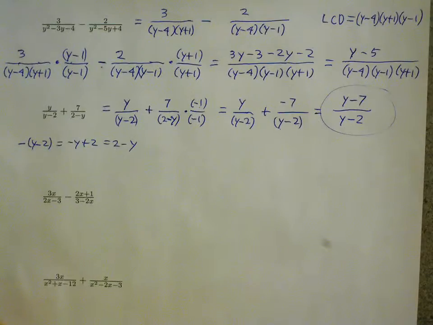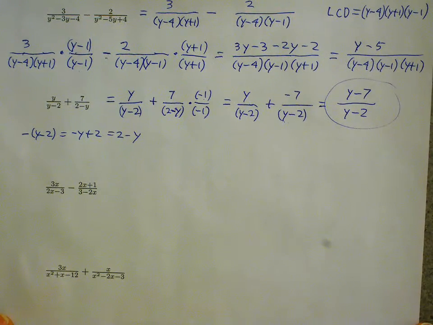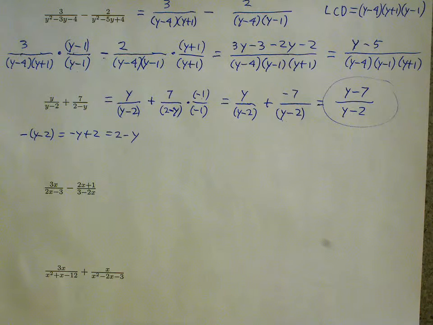Okay, the next one, 3x over 2x minus 3 minus 2x plus 1 over 3 minus 2x. Okay, so this is similar to the one that we just did. The denominators are negatives of each other. 2x minus 3 is the negative of the denominator 3 minus 2x.